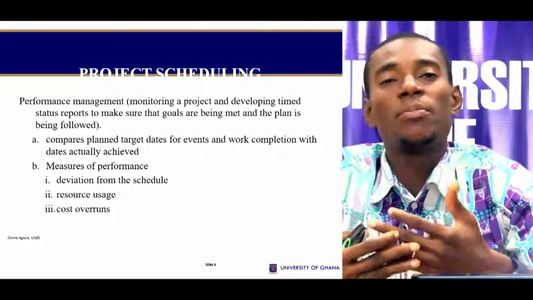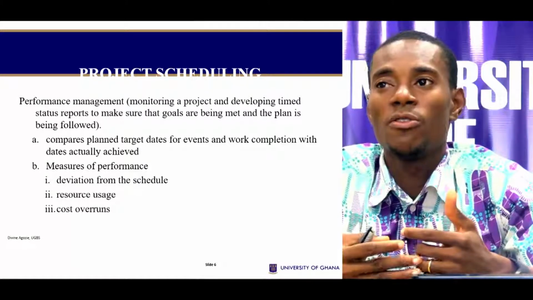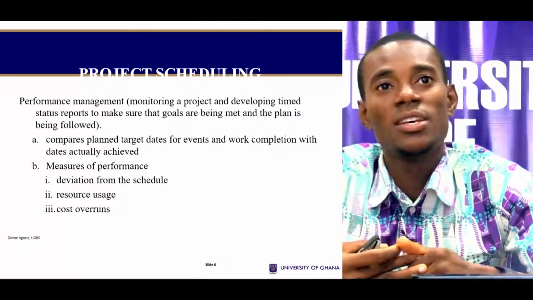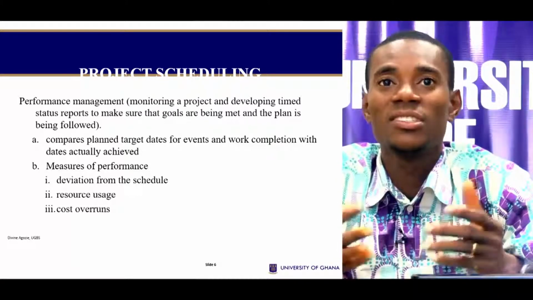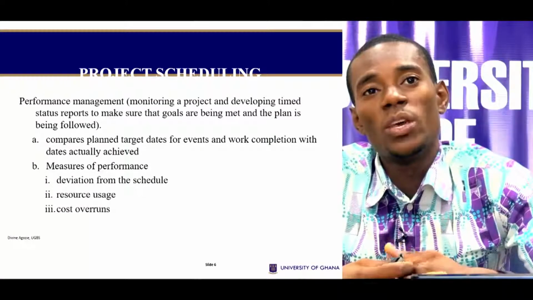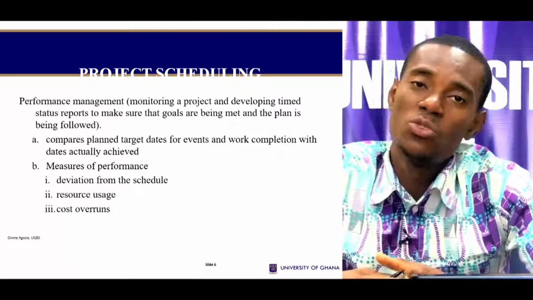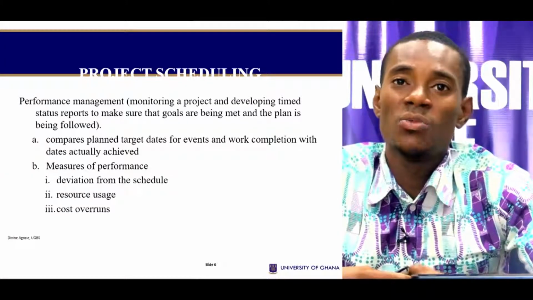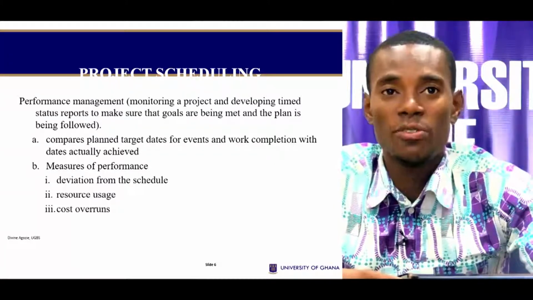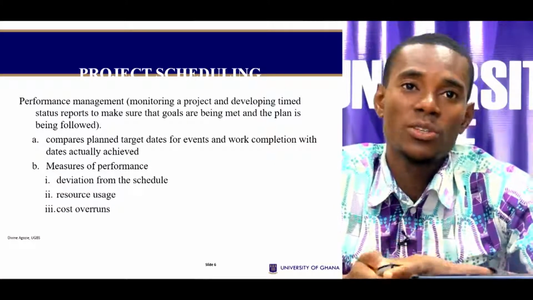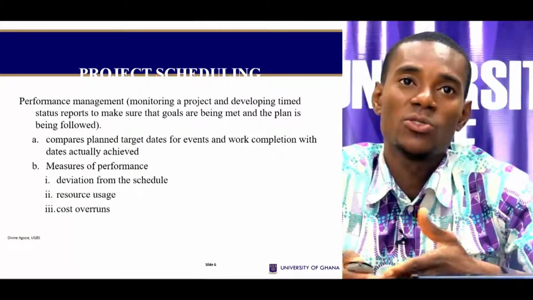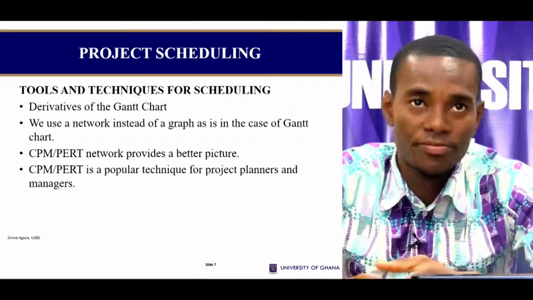Now, under project scheduling, there are measures of performance. We use the deviation from the schedule, the resource usage, and then the cost overruns. Now, if deviations are large, it means our performance is quite poor. And also, if in our resource usage we use more resources than we actually planned for, again, that is another indicator of low performance. And also when we experience cost overruns, cost going beyond what we planned, that is also another measure of performance.